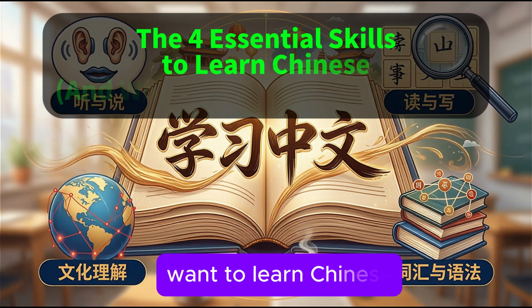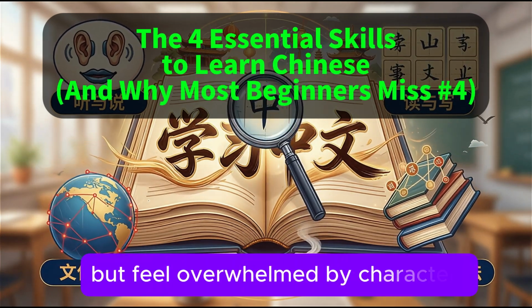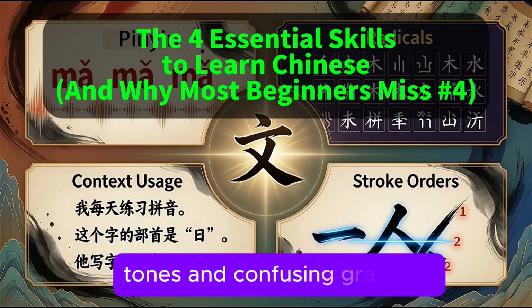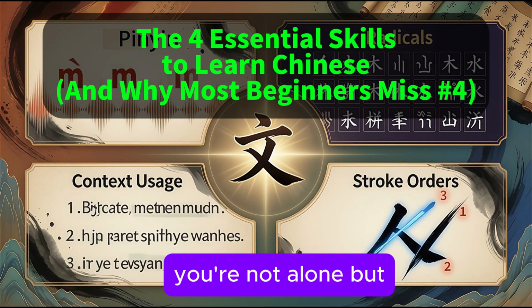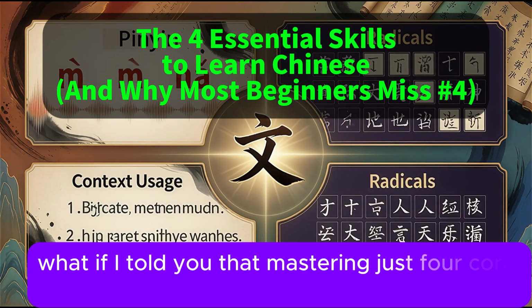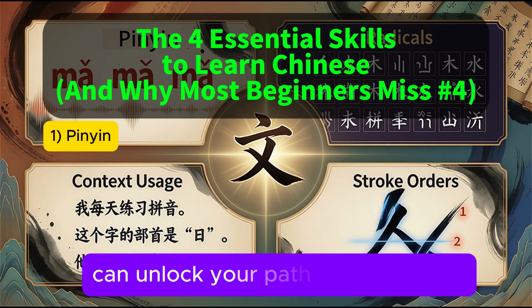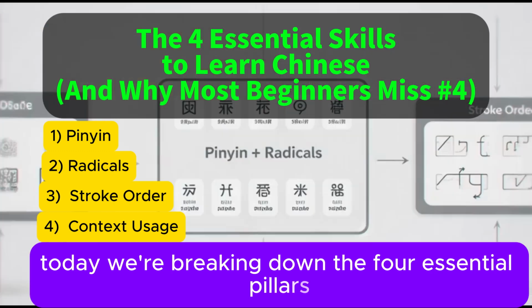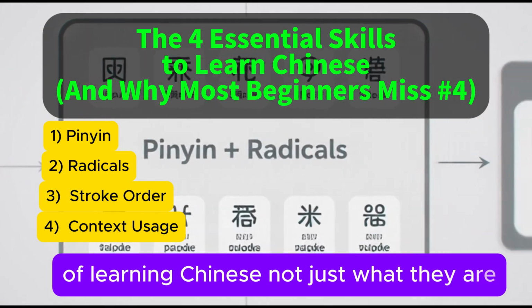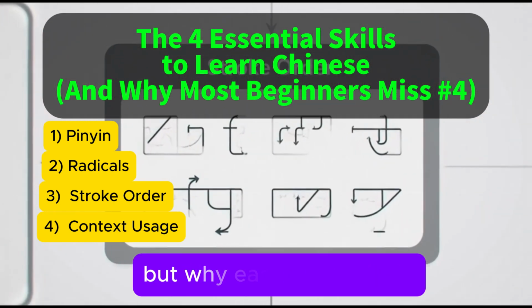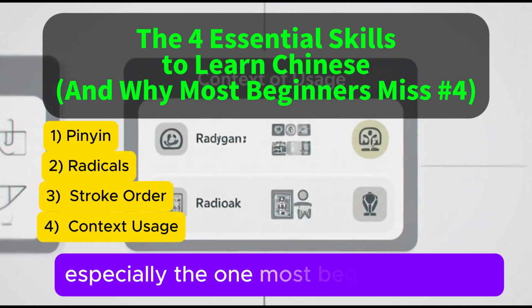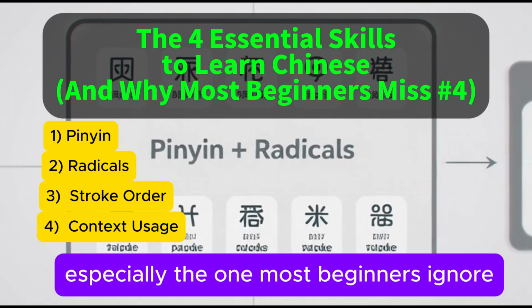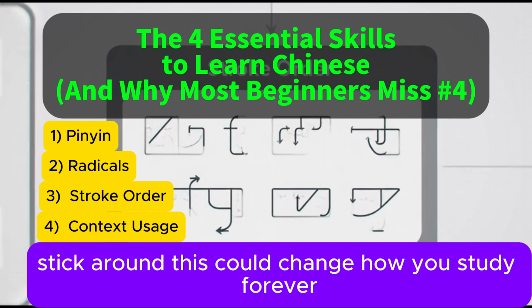Want to learn Chinese but feel overwhelmed by characters, tones, and confusing grammar? You're not alone. But what if I told you that mastering just 4 core skills can unlock your path to real fluency? Today, we're breaking down the 4 essential pillars of learning Chinese, not just what they are, but why each one matters, especially the one most beginners ignore. Stick around, this could change how you study forever.